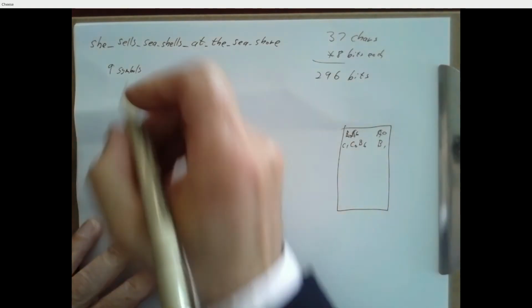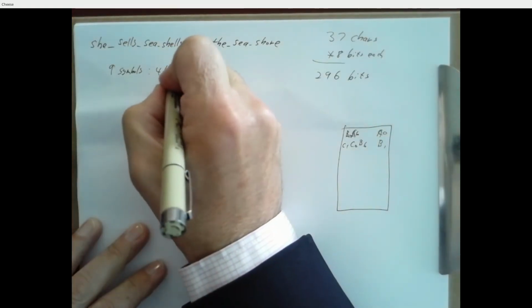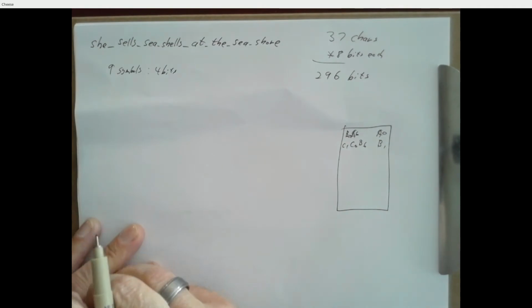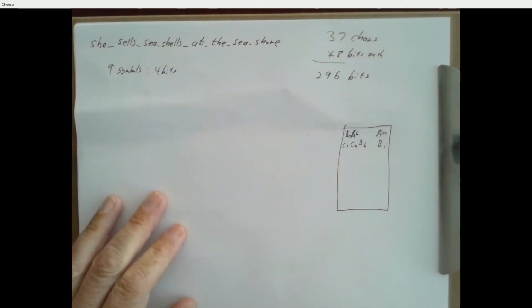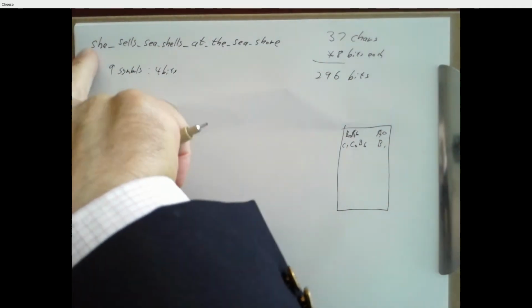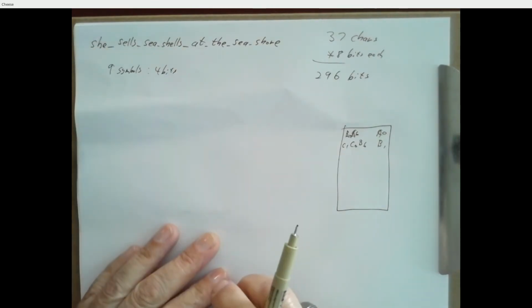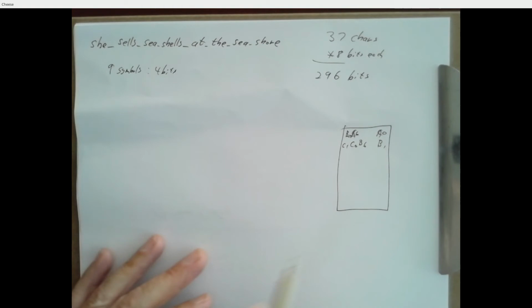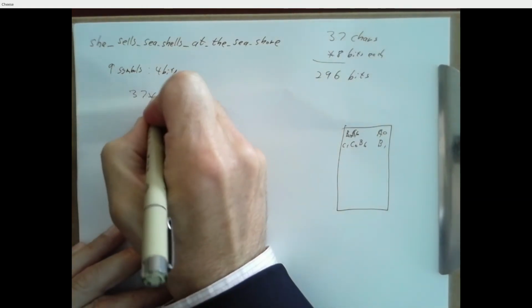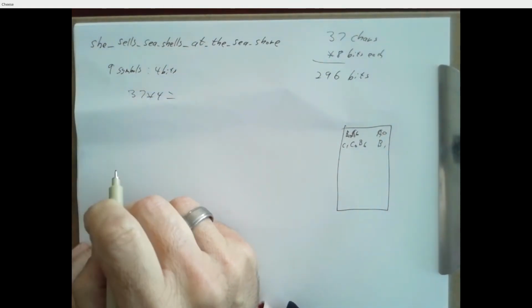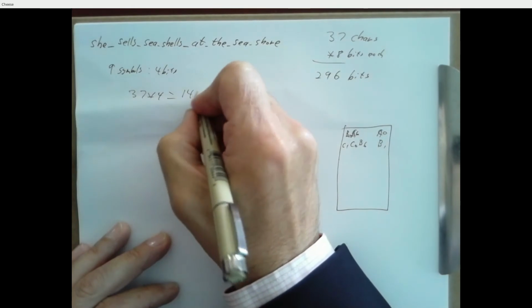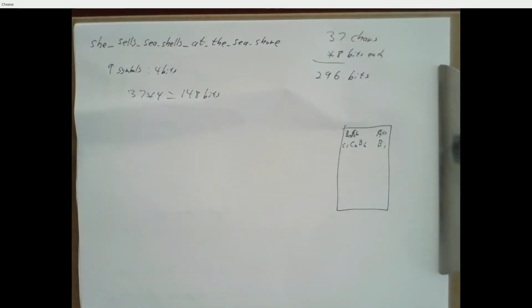4 bits. So if we want, we could make a new coding rather than ASCII. We could say this is 0000, this is 0001, and so on. Come up with a coding for each of these. 4 bits, 37 times 4. That's going to bring us in at 148 bits. So that's even better, right?